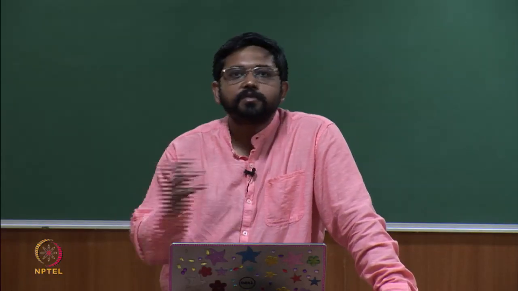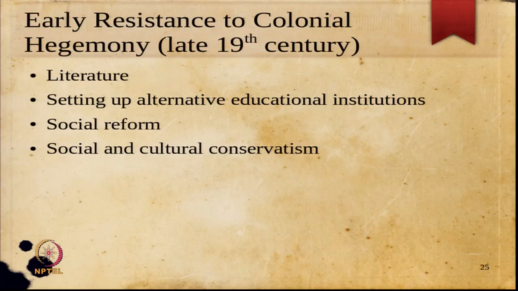However, any form of hegemony produces its resistance, and the early resistance, before the real political national movement comes about, takes place through various forms. One is the creation and writing of literature again. I told you that literature and art allow the mind to imagine a newer world. So if colonialism is using it to create hegemony, literature can also be created to question that hegemony. Then Indians also tried to set up alternative educational institutions outside the purview of European educational institutions.